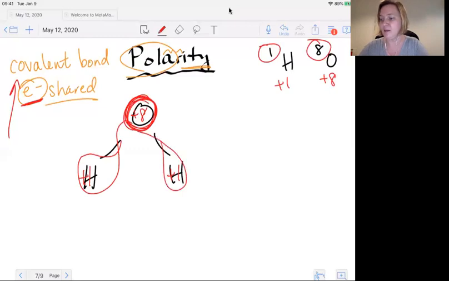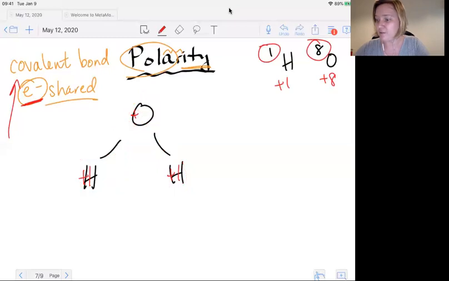Same thing over here. The electrons are shared between the oxygen and the hydrogen, but they spend most of their time around oxygen. Now, what does that do for charge?